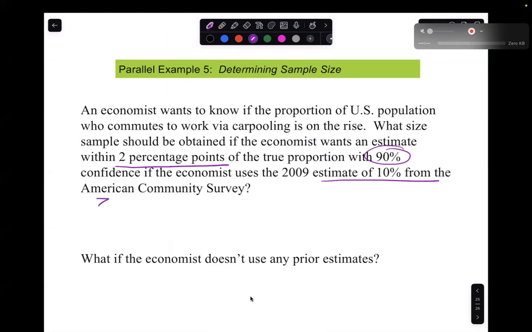Thankfully, I remember from last time, 1.645. My margin of error, 0.02. And this right here, my p hat is going to be 0.1. Okay, let's do this.